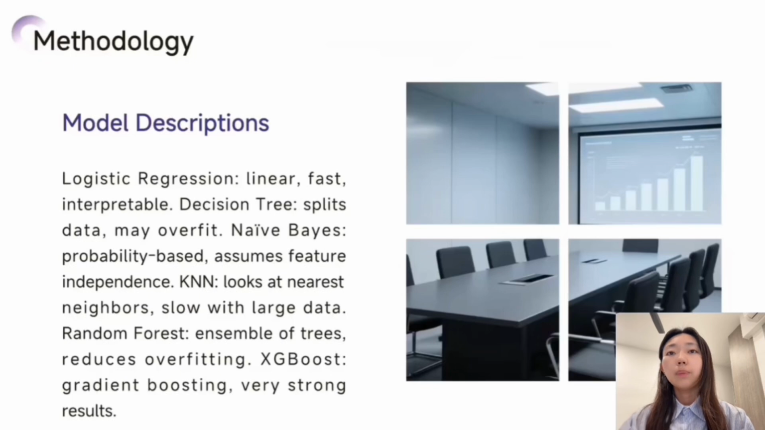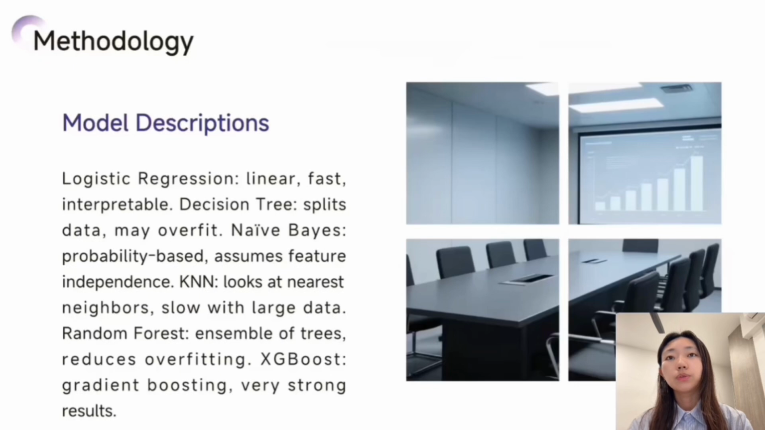Next, I applied naive Bayes, a model that is based on probability. It assumes the features are independent, which makes it simple but sometimes not suitable when features are related. I also tested KNN. This model looks at the closest data points to make a prediction. It is easy to understand but can be slow when we have a lot of data.